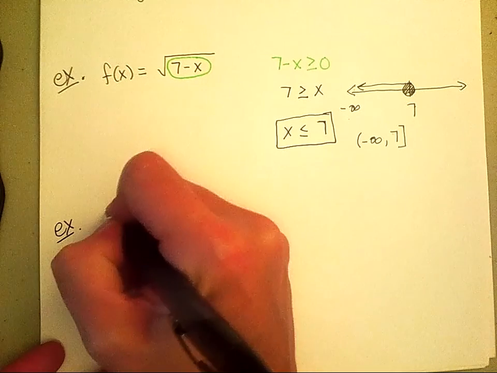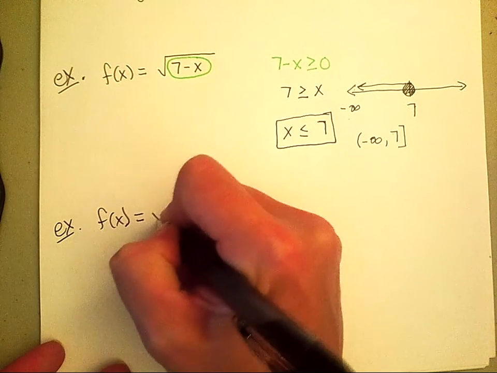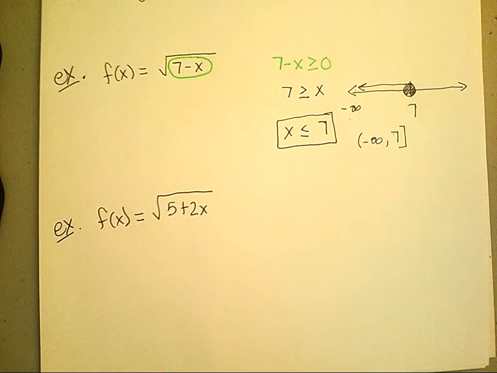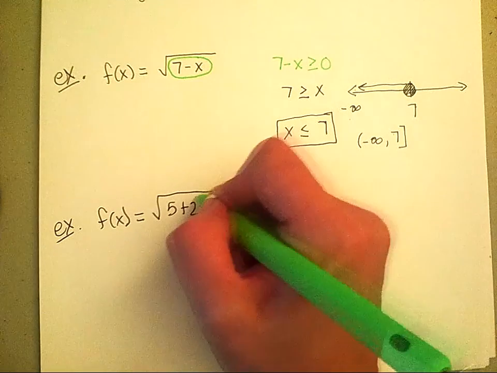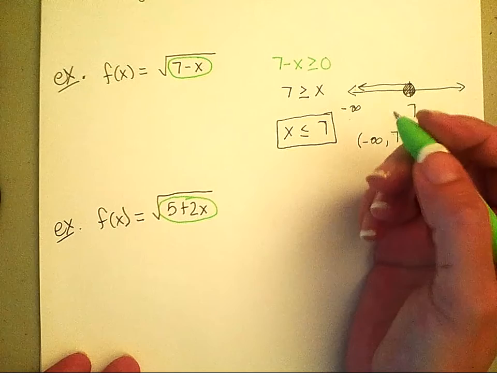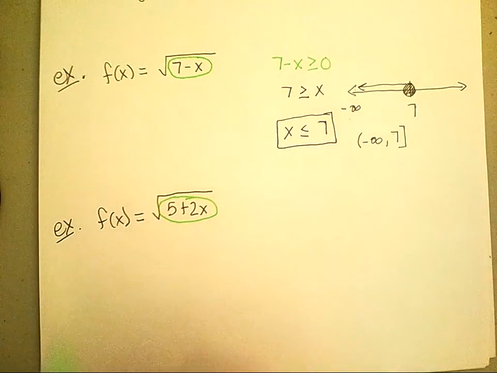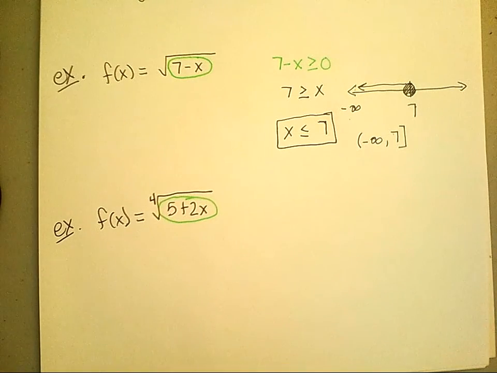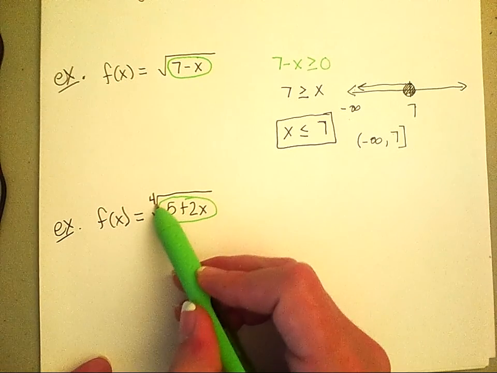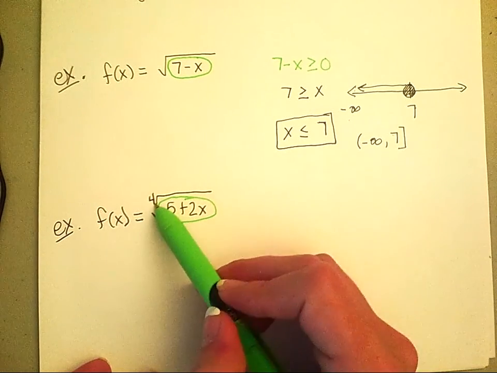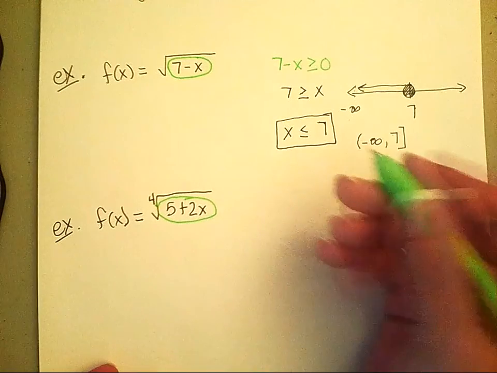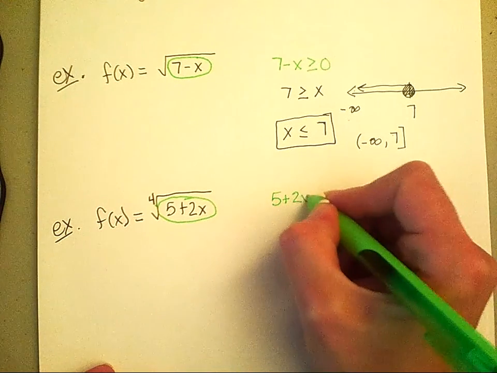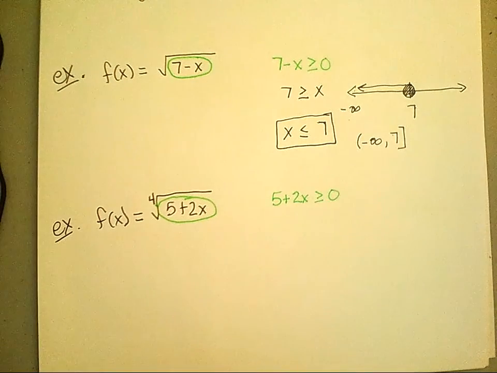Let's try another. Let's say f of x is equal to the square root of 5 plus 2x. Again, the same problem occurs. Whatever is underneath this radical, and let's even make this a fourth root, just for fun. This is an even root. We'll have the same problems about multiplications adding up that we had with the square root. So it is that 5 plus 2x has to stay greater than or equal to 0.